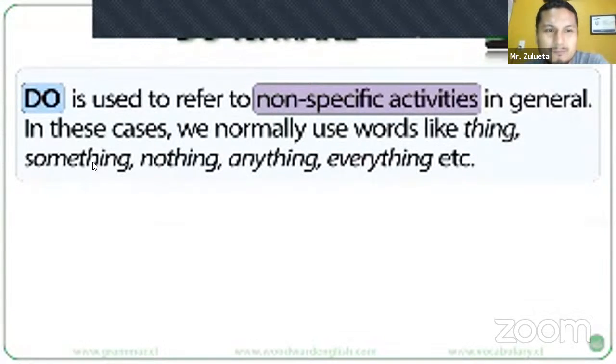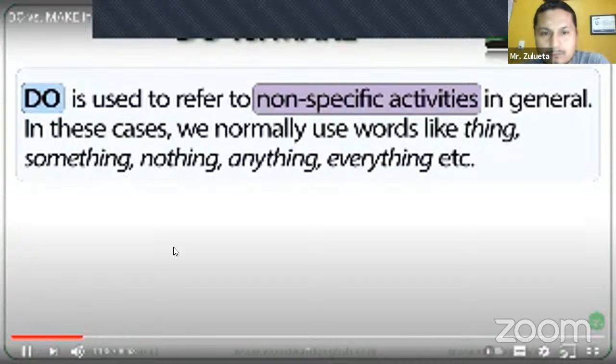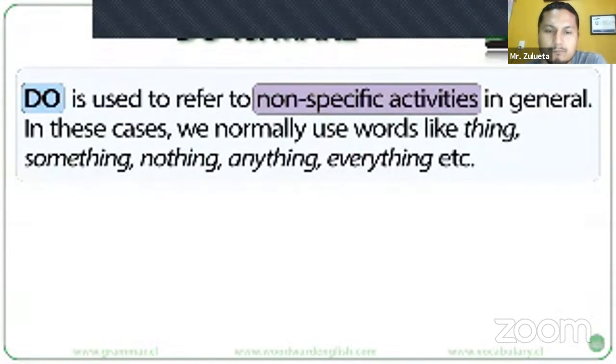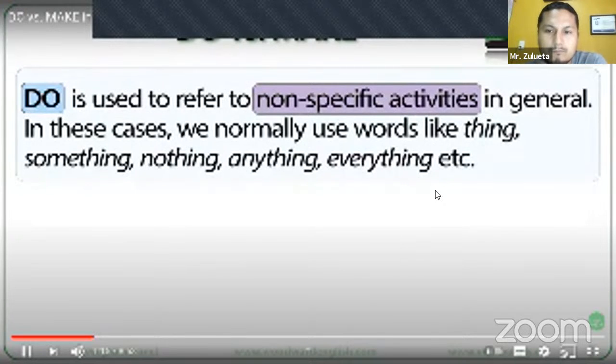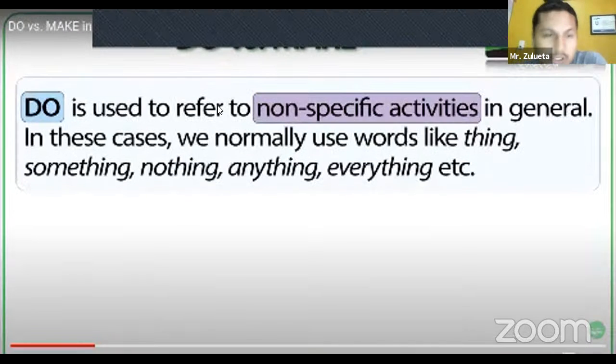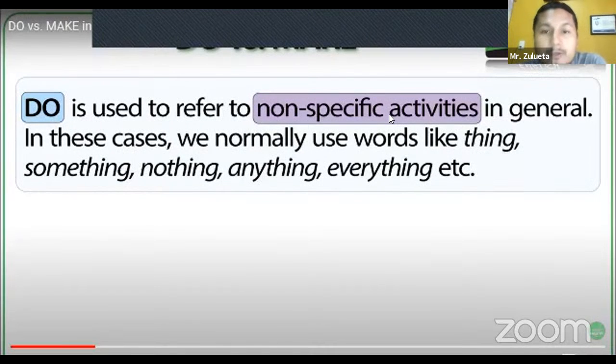Do is used when we refer to non-specific activities, which means activities in general without being specific. In these cases, we normally use words like thing, something, nothing, anything, everything, etc. Okay, so as you can see here, we also use the verb do when we refer to non-specific activities, okay? So they can be a general activity.